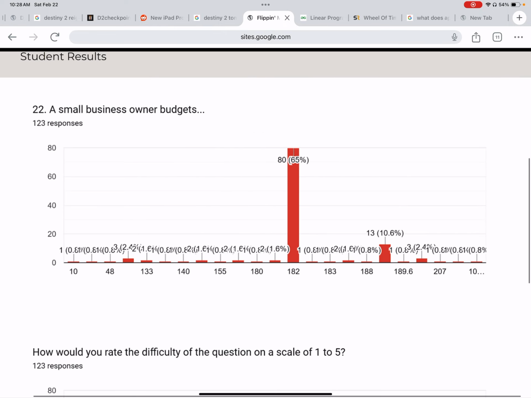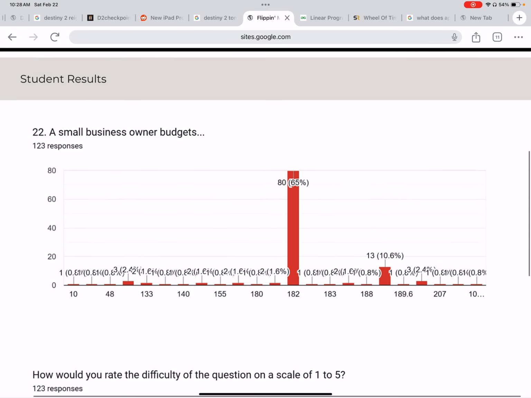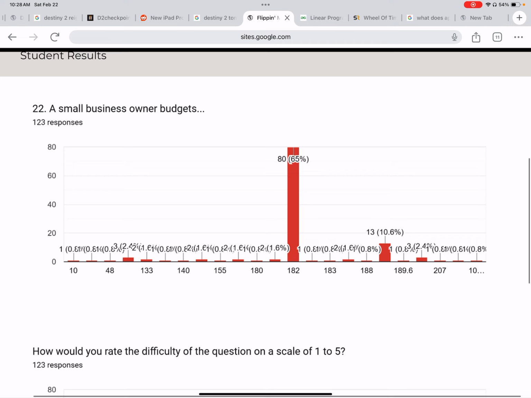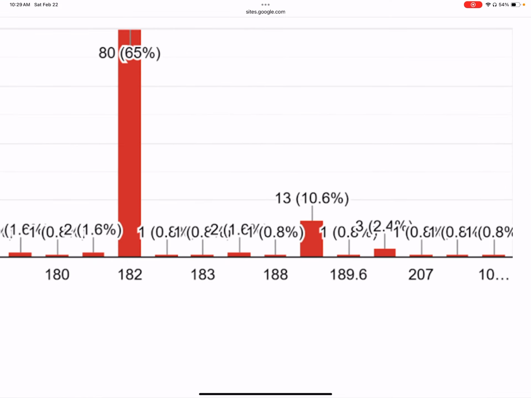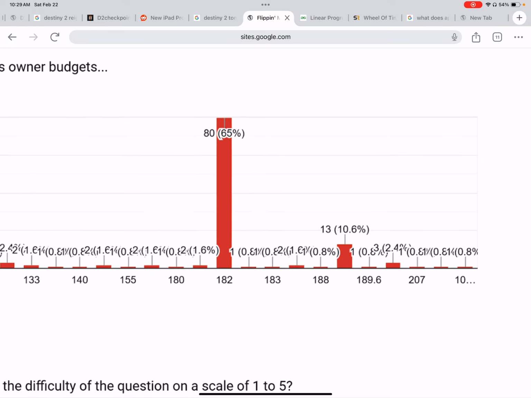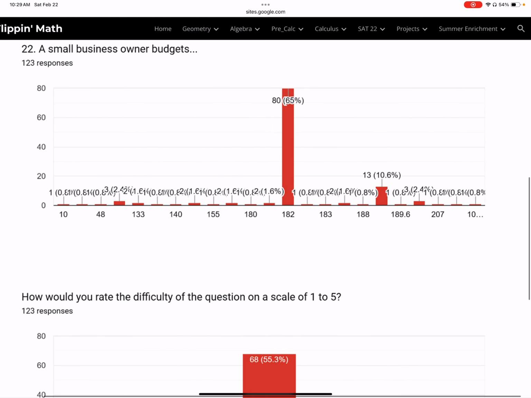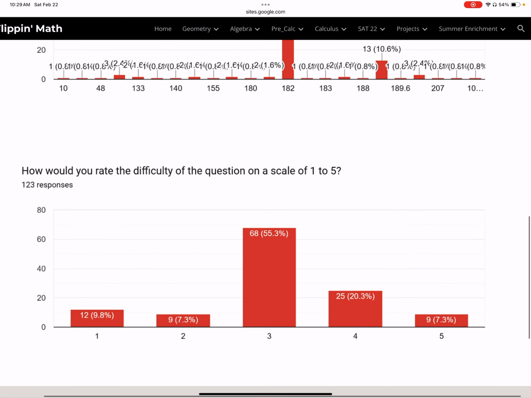And looking at the data, there's a clear spike here at 182 with 65% of us saying that that's what our correct answer was. And it, in fact, is the correct answer. And there's nothing anywhere close. Second place here with 10.6%, 13 people saying it was 189. And we'll get to the bottom of why that was a second popular answer. Okay, and then overall, we said it was the usual level 3 medium style question.